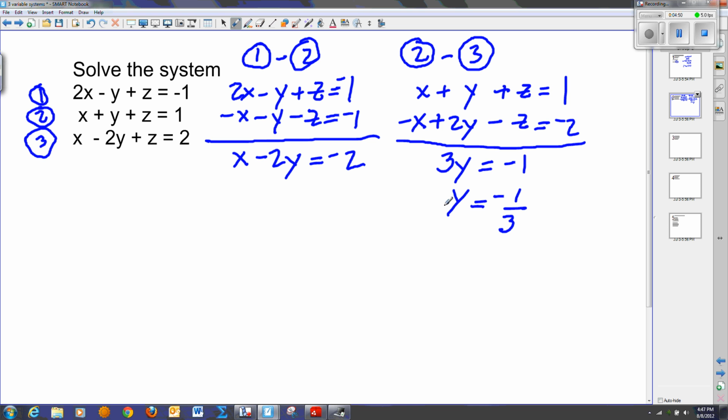So now I have to back substitute. I'm going to go from y equals negative 1/3 into this equation that I found over here. I have an x value minus 2 times the y value of negative 1/3.